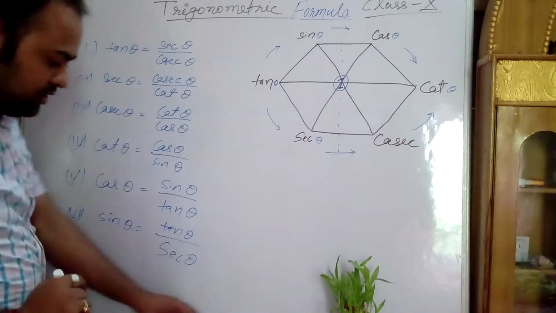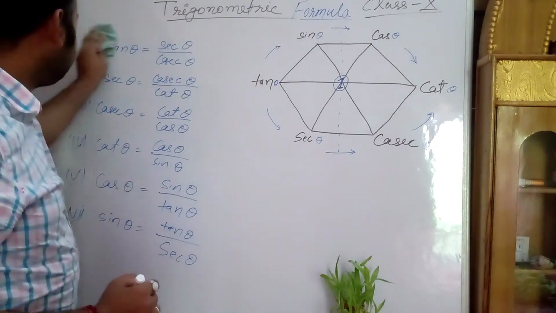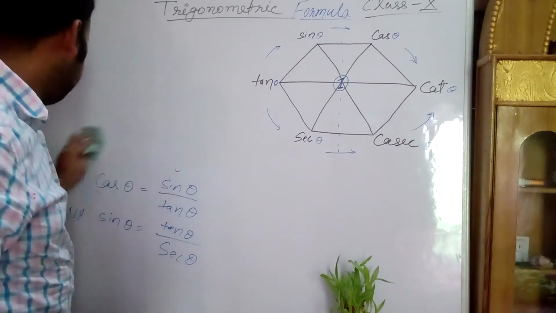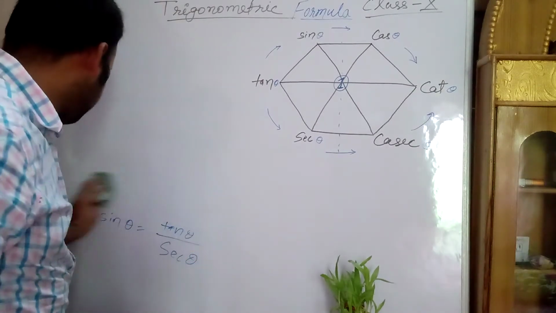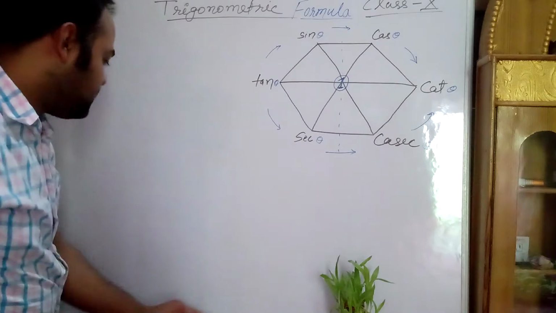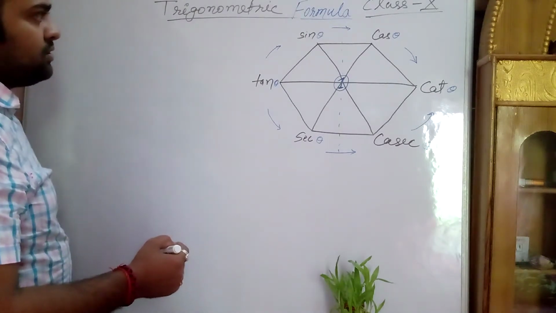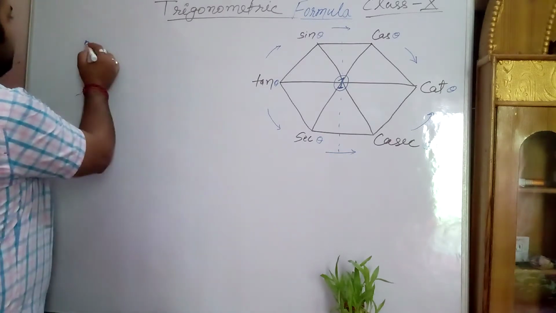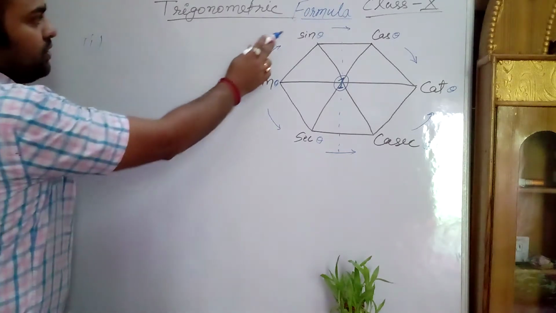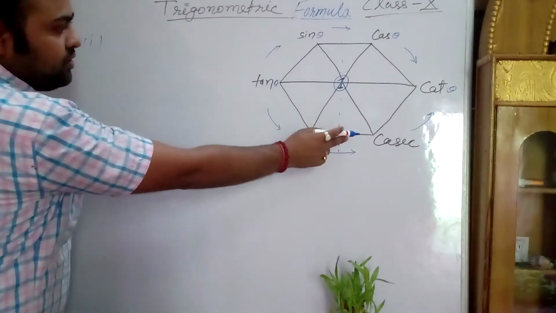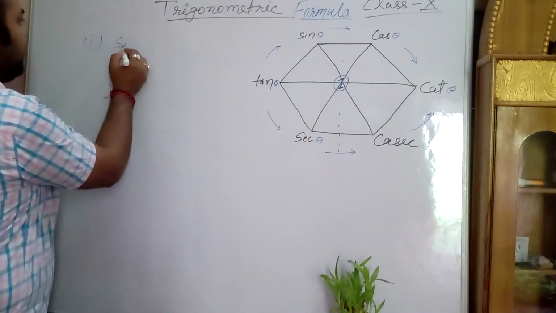Now we have got the 12 formulas. These are the 12 formulas we have completed. Now the next formulas: this is the cross line. By this cross line we get 6 formulas again.